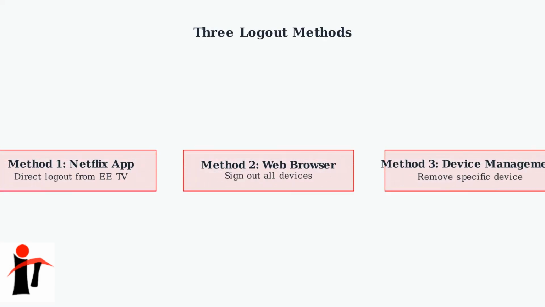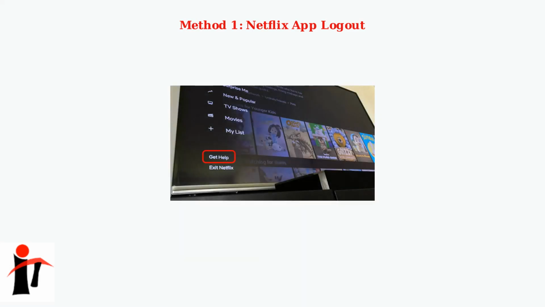There are three main methods to sign out of Netflix on your EETV box. Each method serves different purposes and situations. Method 1 is the most direct approach.